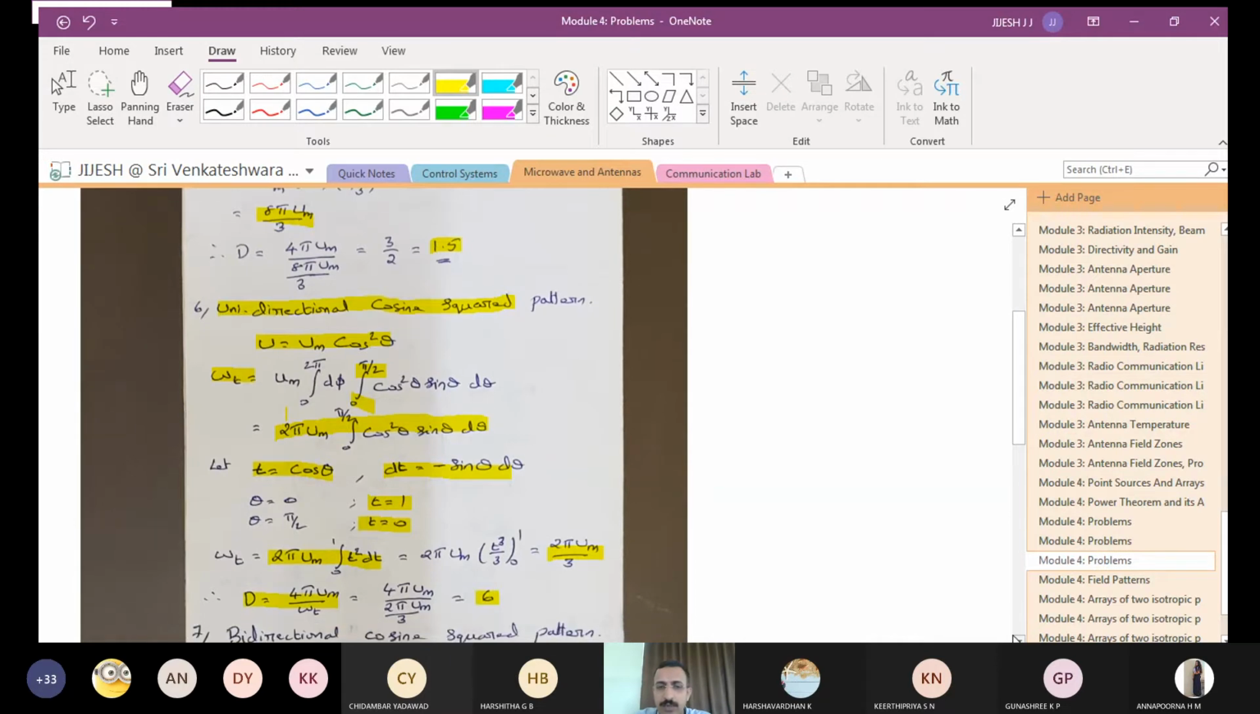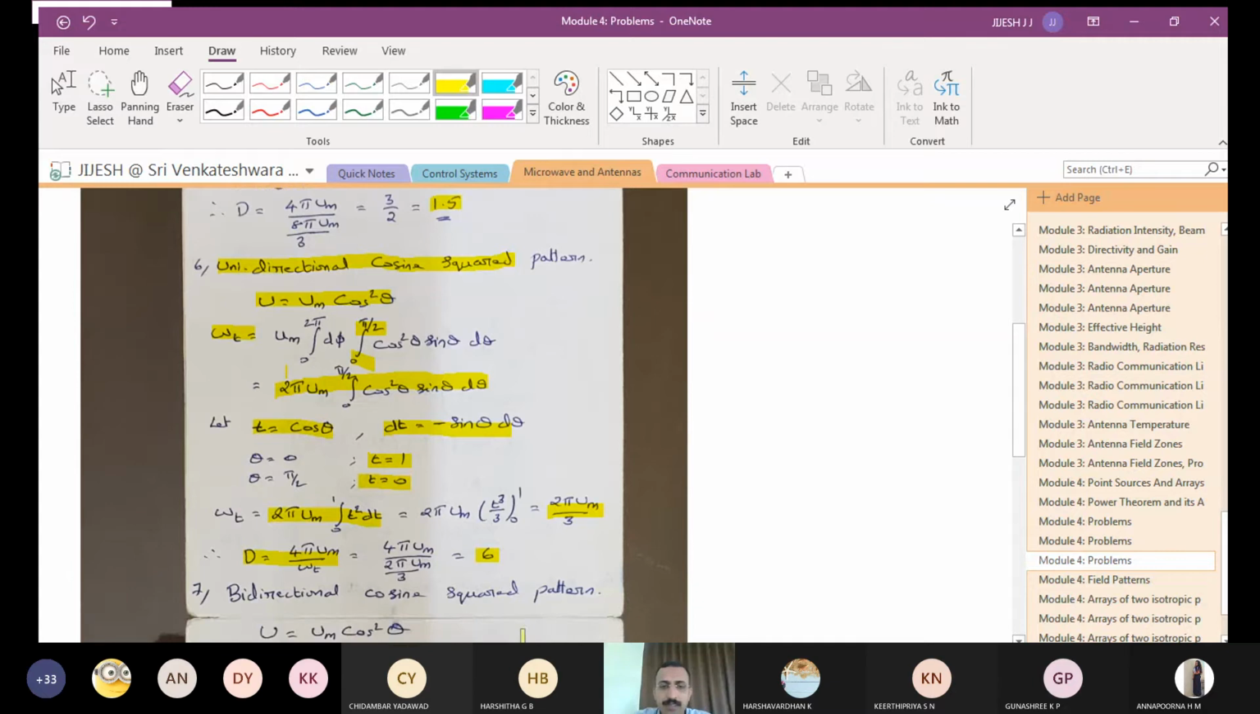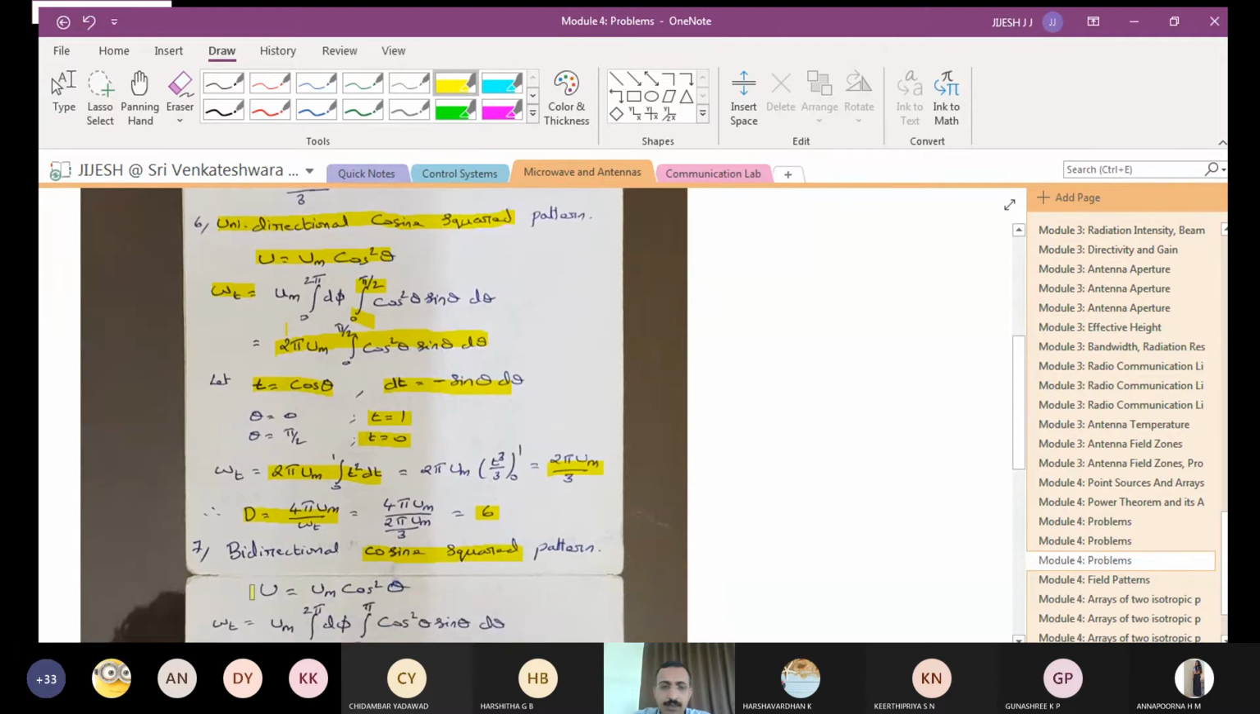Let me take you through one different problem, that is the bidirectional cosine square pattern. So it is U is equal to cos square theta. So WT is 0 to pi d phi, 0 to pi cos square theta sin theta d theta.